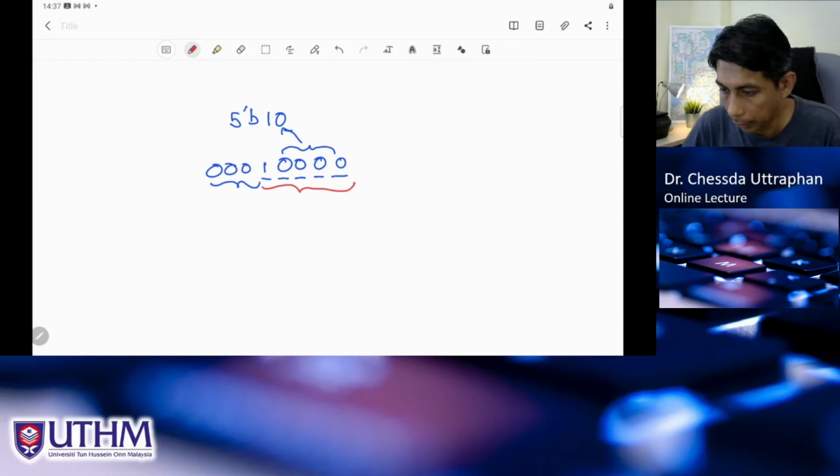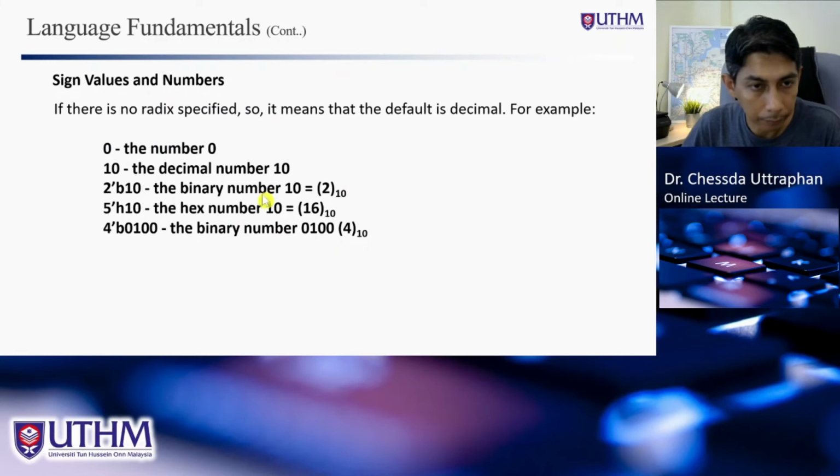Okay, that is the meaning of this: 5, 10 means that in decimal is 16 in decimal. And if we write it this way, 4, this means that our number is 4 bits and this is in binary, so 0, 1, 0, 0 means that this is binary 0, 1, 0, 0, and in decimal should be 4. Okay, very easy.